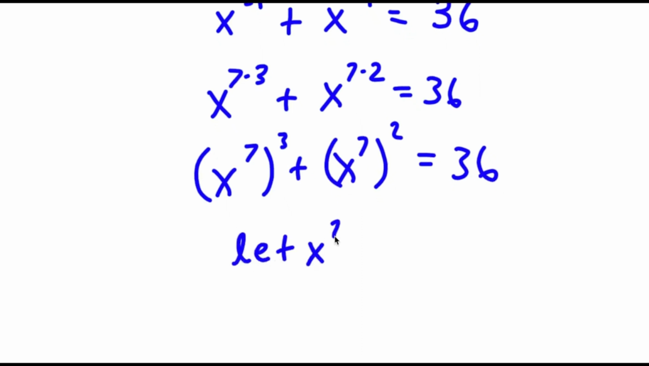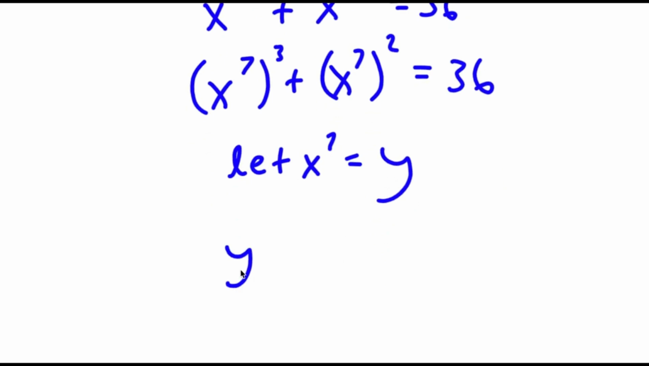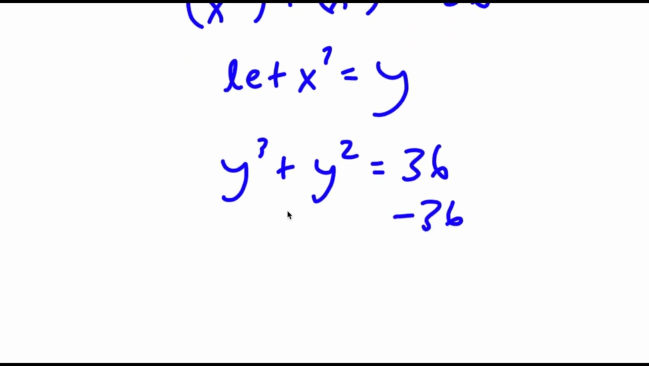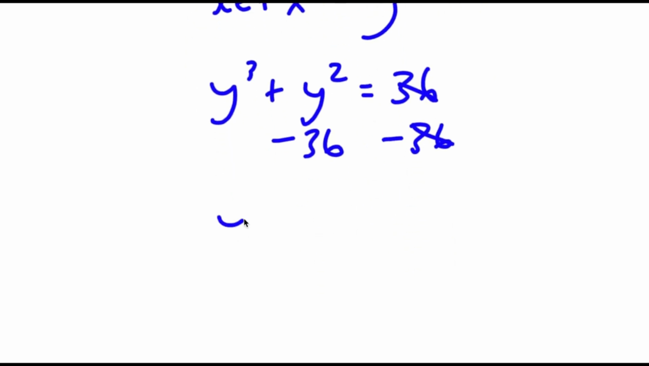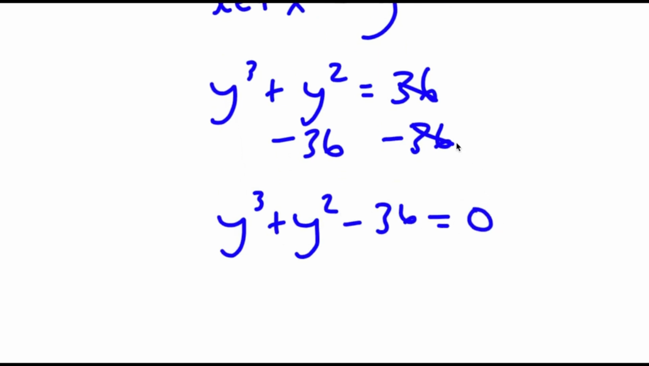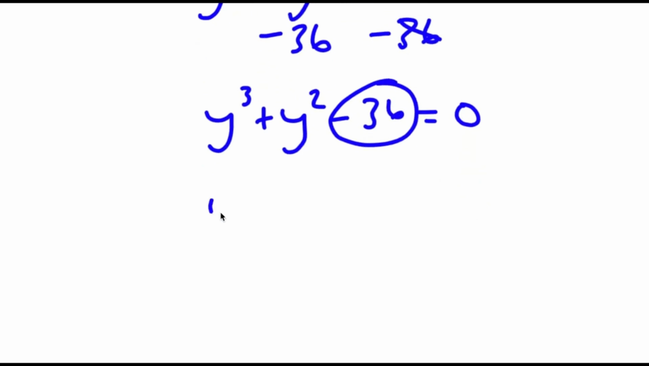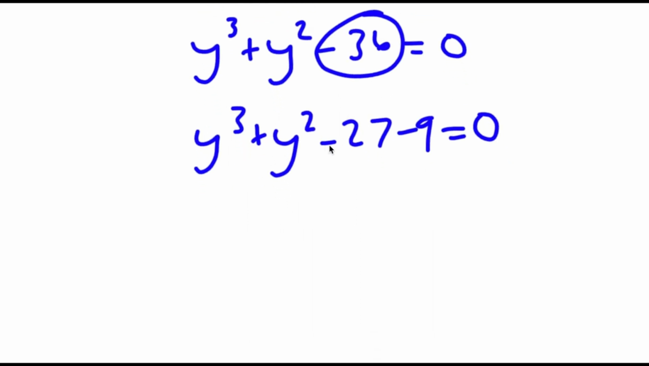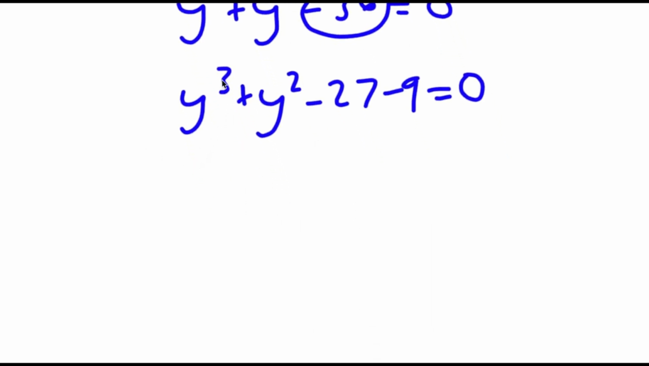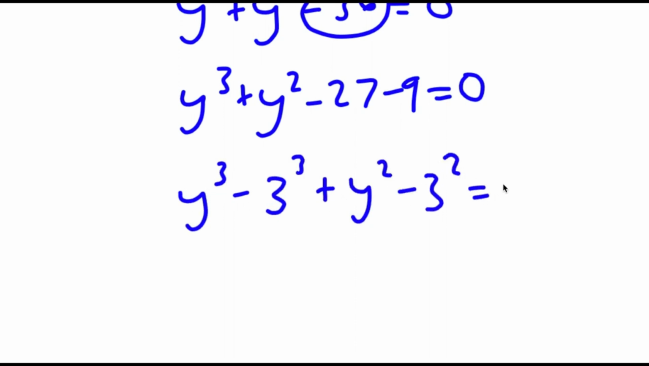Now I can let x to the power of 7 equal to the variable y. So now I have y to the power of 3 plus y squared is equal to 36. Now if I subtract 36 on both sides, these two cancel out, and I get y to the power of 3 plus y squared minus 36 is equal to 0. Now negative 36, I can rewrite this as negative 27 minus 9. And now I can rewrite this as y to the power of 3 minus 3 to the power of 3 plus y squared minus 3 squared is equal to 0.